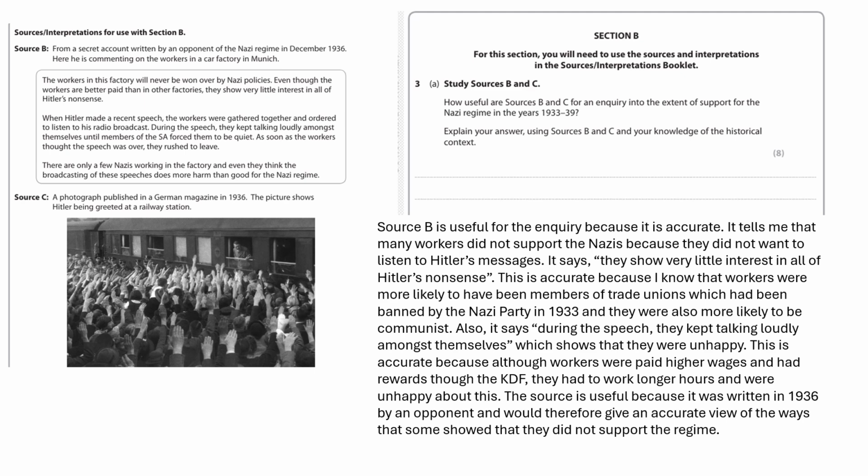Once you've completed your inference question and your explain why question, you will then be looking at section B. Now section B will require you to use a booklet that has 2 sources in and 2 interpretations, and the questions in section B revolve around those 2 sources and 2 interpretations. All of the questions in section B will be on the same topic.